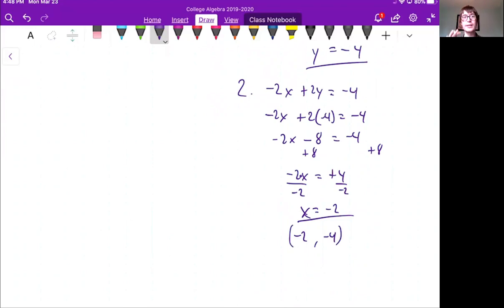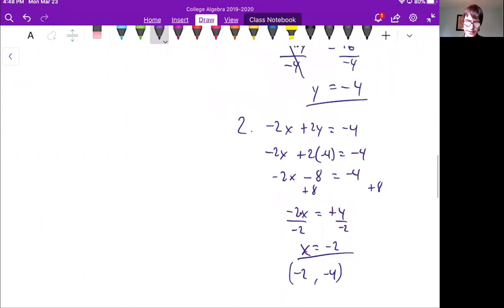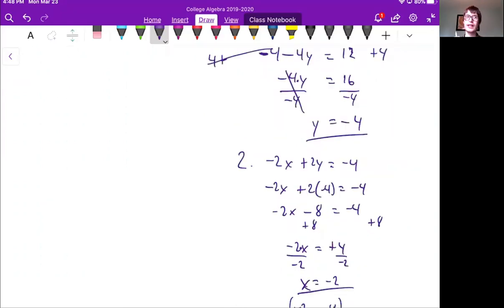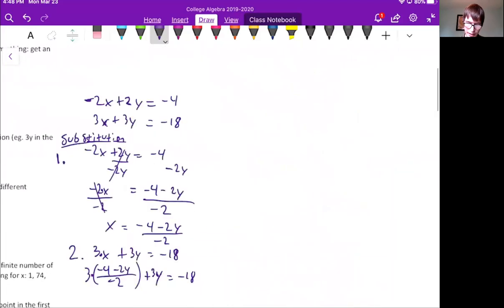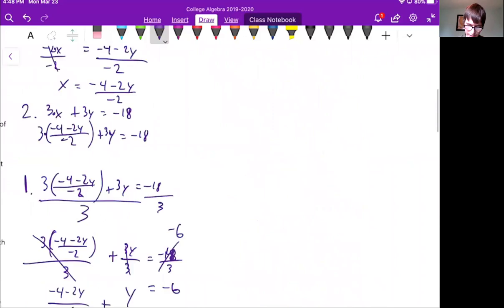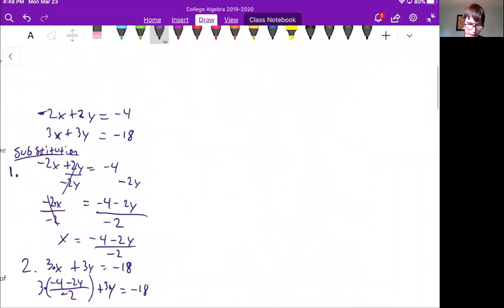You can see in this instance, substitution took a very long time. So this was not the advantageous one to use, but it was a possible route. Let's look at the same problem using elimination and see how elimination helps. Elimination takes a different route. Okay, let's rewrite the problems up first. Minus 2x plus 2y equals minus 4.